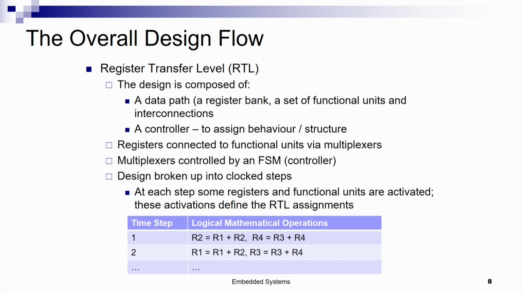So, at time step 1, take the contents of R1 and R2, pass them to an adder, and then the output from the adder should be passed back to register R2. Similarly, also perform the function R4 = R3 + R4. So, the contents of R3 and R4 should be transferred to the adder, and the output of the adder should be passed to R4. So, this also should be done in time step 1.